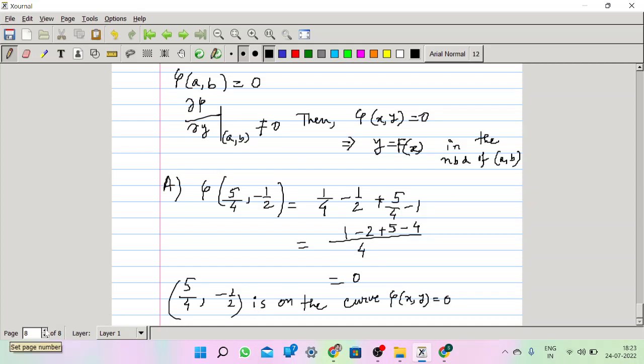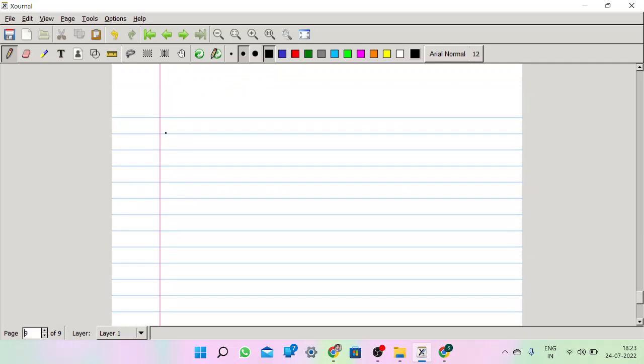Now I will check another property, that del phi upon del y at the point 5 by 4 comma minus half is what? Is it 0 or non-zero? If it is non-zero, then we have that answer. Del phi del y is 2y plus 1.